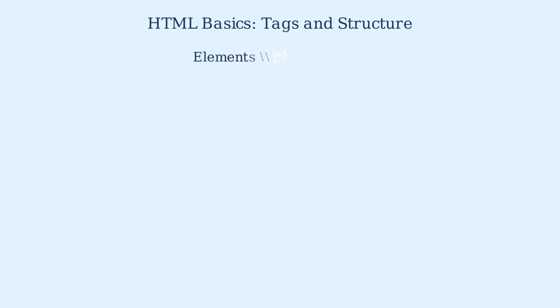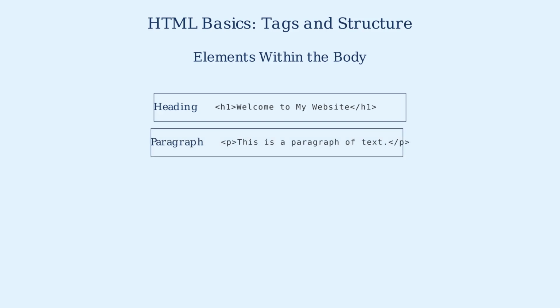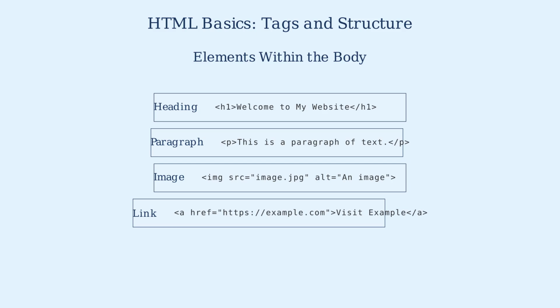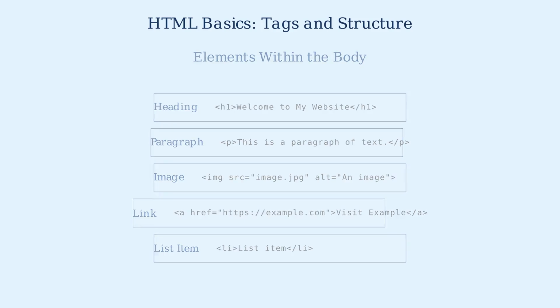The body section contains various HTML elements that create the visible content of your web page. Headings are created using H1 through H6 tags, with H1 being the largest. Paragraphs are created using the P tag. Images are added using the img tag. Links, also called anchors, are created using the A tag. List items are part of ordered or unordered lists.